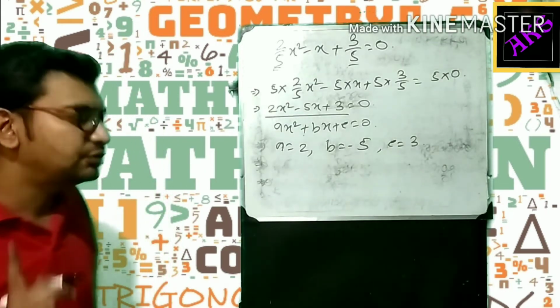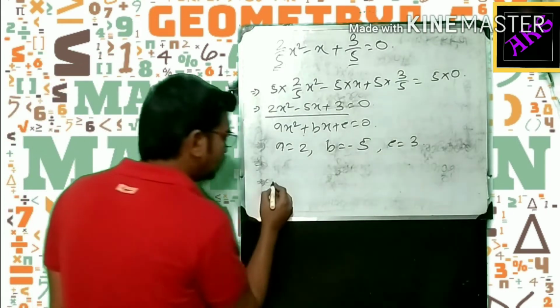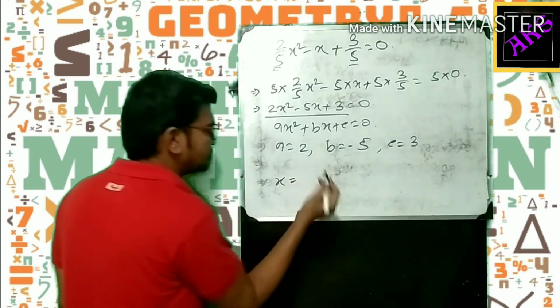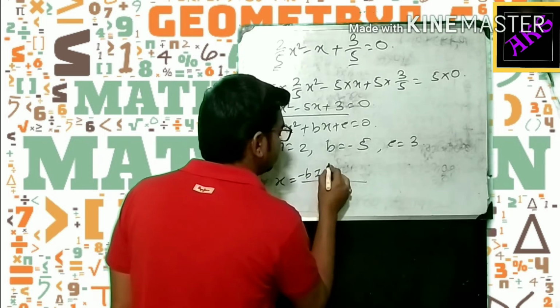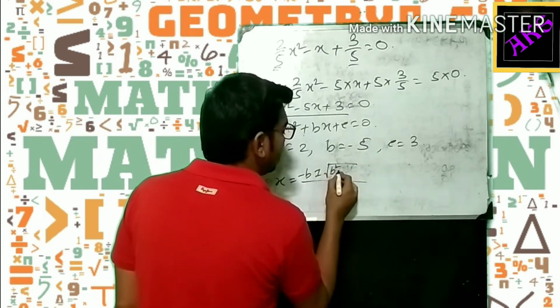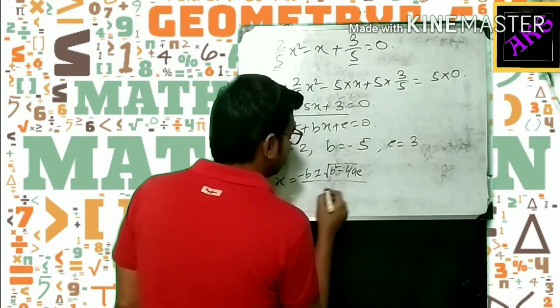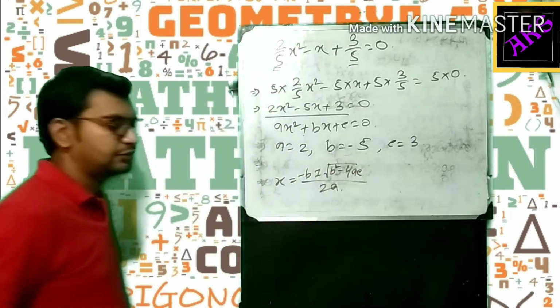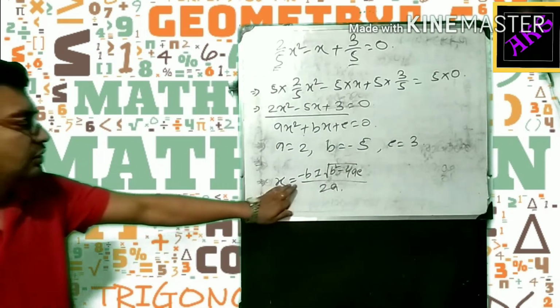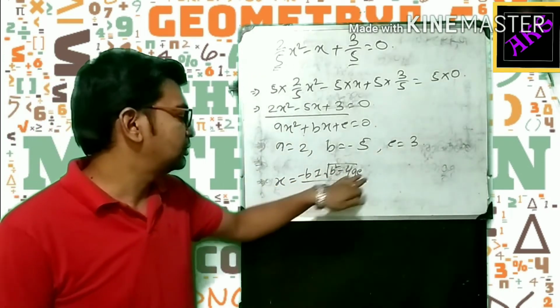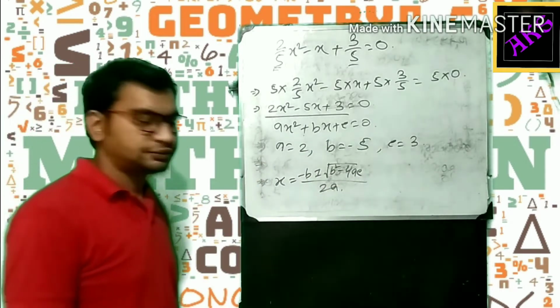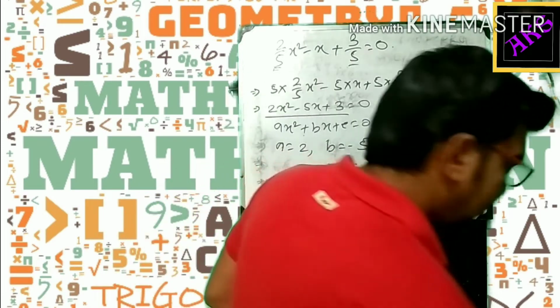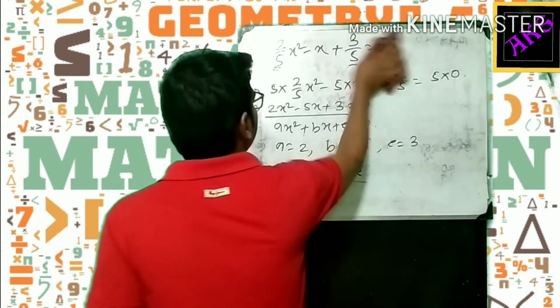Now we just have to use the formula. And what is the formula? The formula says x will be equal to minus b plus minus root over b square minus 4ac by 2a. This is the formula. X equal to minus b plus minus root over b square minus 4ac by 2a. Let us put the values.